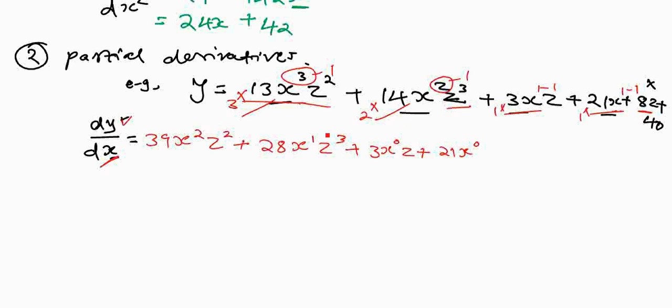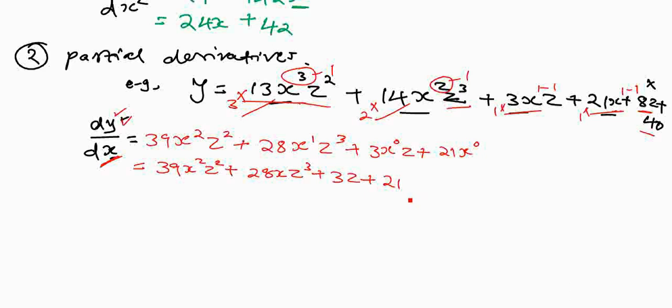Z we leave it. Why? Because we differentiate y when there is x. So we leave it. Next, plus 40. 40 has no x, no z, we leave it. So our answer ends there. Maybe to simplify further we remove those power 0. In short, the answer will be 39x squared z squared plus 28x z power 3 plus 3x power 0, which is like, any number raised to power 0 is 1, sorry. So it will be 3z plus 21x power 0 is like 21. So we have finished that by differentiating y with respect to x.